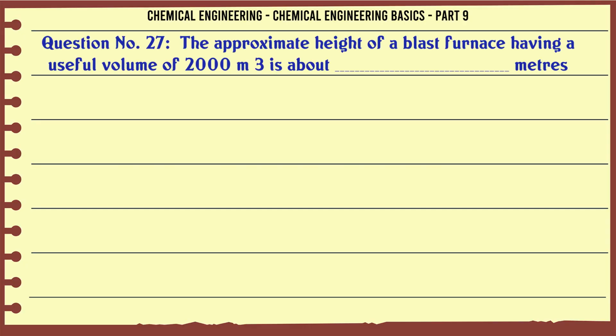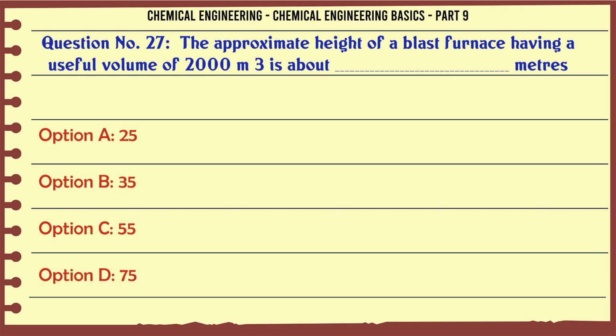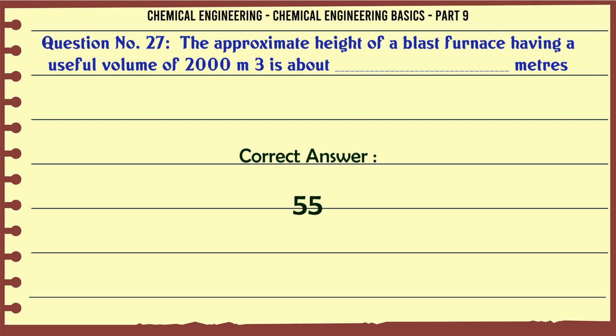The approximate height of a blast furnace having a useful volume of 2000 m3 is about meters: A. 25, B. 35, C. 55, D. 75. The correct answer is 55.